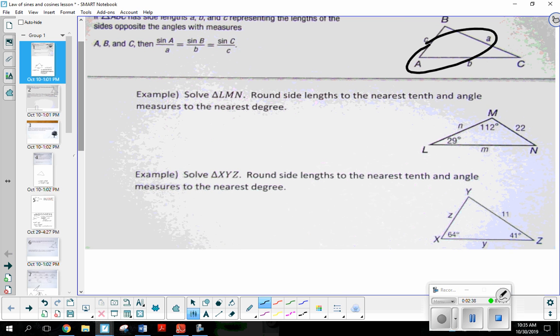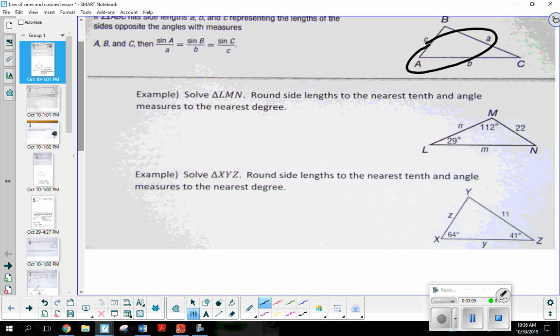Solve triangle LMN. We have this triangle right over here. Round side lengths to the nearest tenth and angle measures to the nearest degree. I went ahead and did the notes like we'd done previously. I gave you the boxes with the definitions and the main ideas. The examples themselves, you'll want to jot down those figures. So it looks like I have angles L and M, 29 degrees and 112 degrees. I have side l, 22 units, and I'm missing angle N and sides n and m.